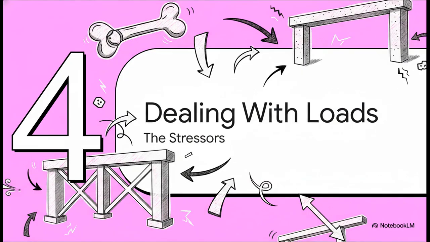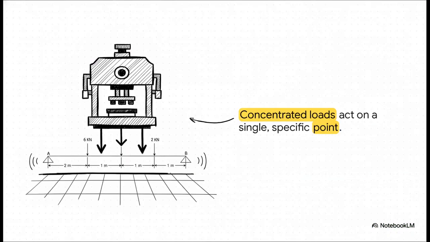Moving on to Section 4, Dealing with Structural Loads, the Stressors. Okay, so we have our joints firmly placed and our bones identified. But what external forces are actually out there trying to break them? Let's start with the simplest load type, the concentrated load. Notice how a concentrated load is focused at a single, highly specific point on the beam. Think of it like a very heavy, dense piece of machinery sitting directly in the middle of a factory floor. All of that massive force is pressing down on one exact spot.